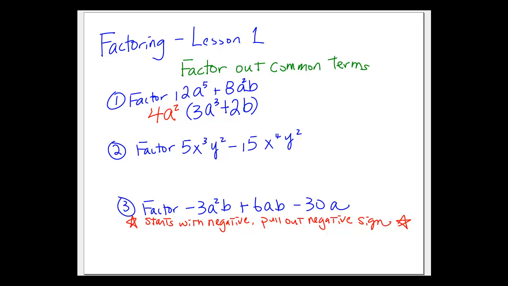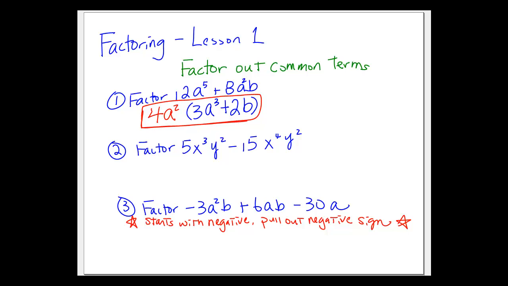And again, factoring is the reverse process of multiplication. So if we want to check our answer, we can multiply this out. 3a cubed times 4a squared will give you 12a to the 5th, and 2b times 4a squared should give you 8a squared b. So you can check that your answer is correct. So this is the first question. And then we can move on to the second example.